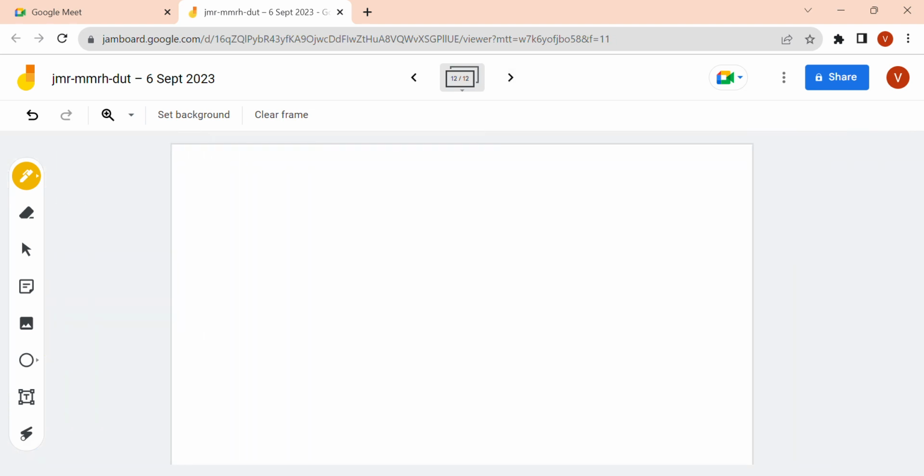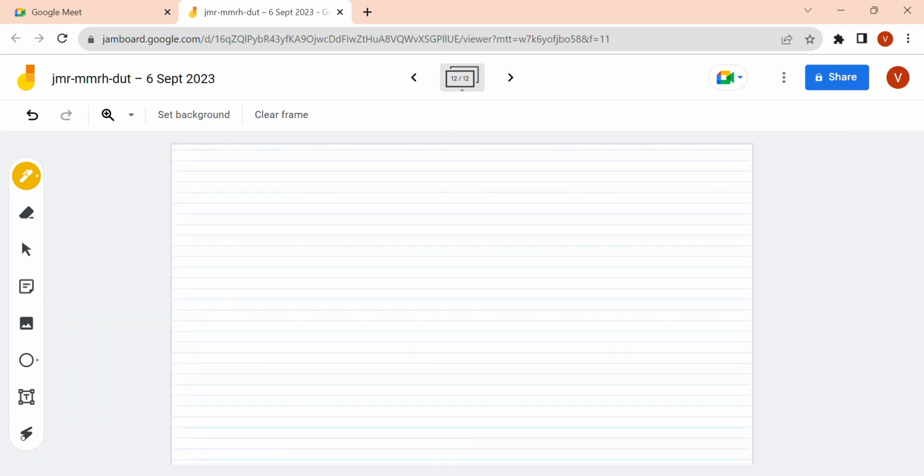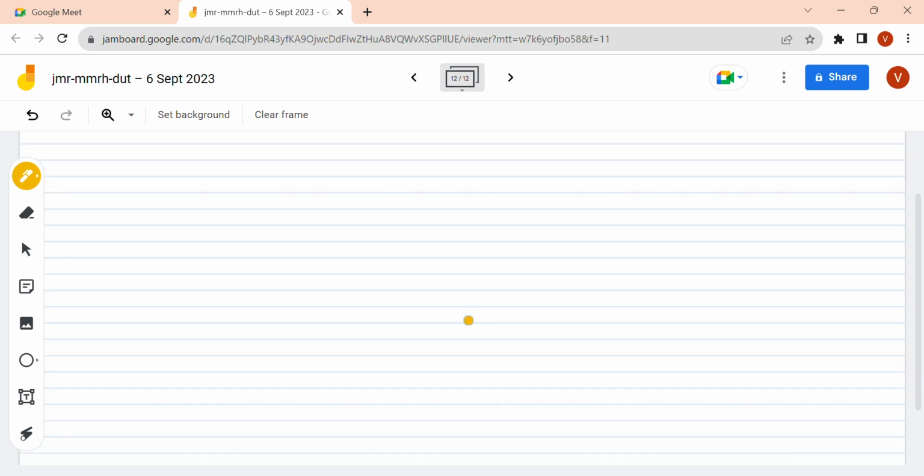Then the rectangular matrix. I think you can easily find out what a rectangular matrix is.